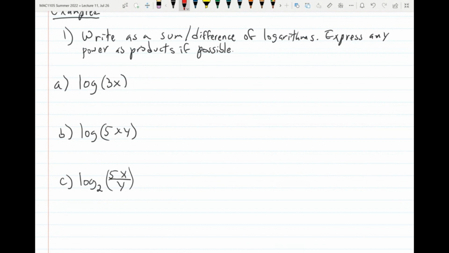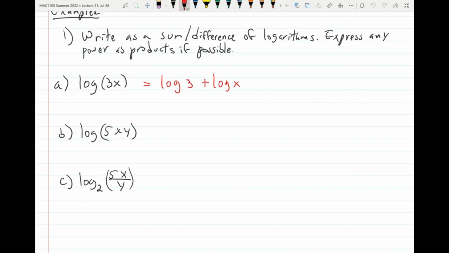So what do we see here? This is the log of what? What operation is happening here? This is a product, it's a multiplication. So what do we know about products? What do they turn into? They turn into a sum. So this is equal to log of 3 plus log of x. Do you understand this? All right.